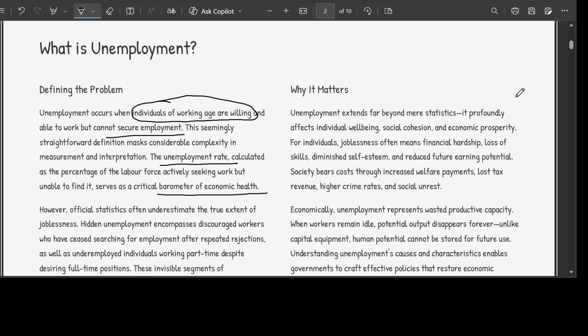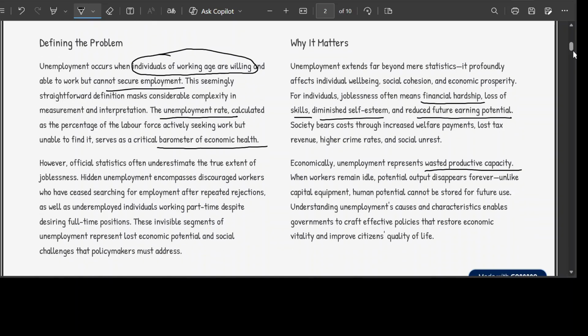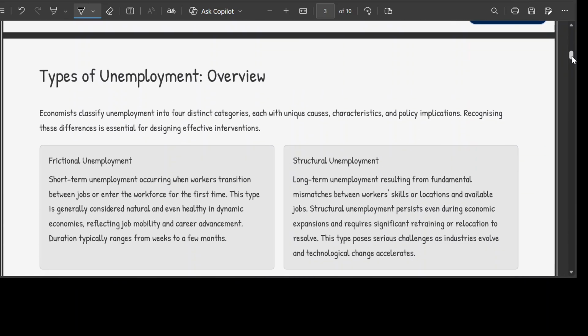Now, why do we need to understand unemployment? Unemployment in general represents the wasted productive capacity of any country. If the people of our country do not have enough jobs, they can face financial hardships, loss of skills, diminished self esteem, and reduced future potential earnings. So, in order to improve the standard of living of our country's people, we need to understand what unemployment is.